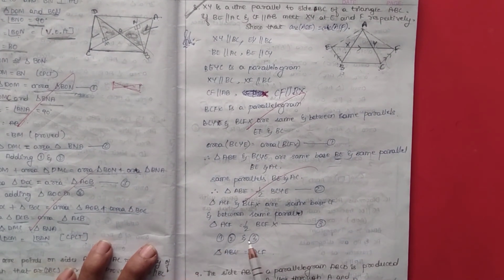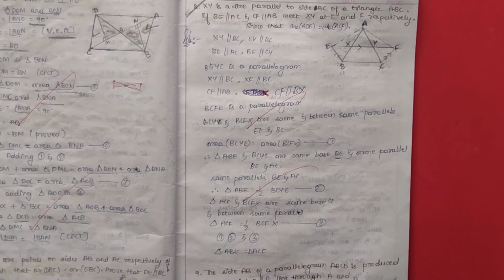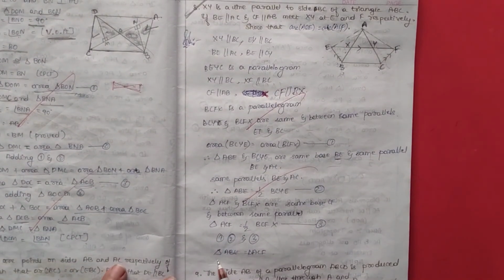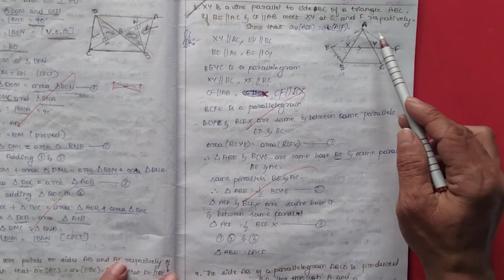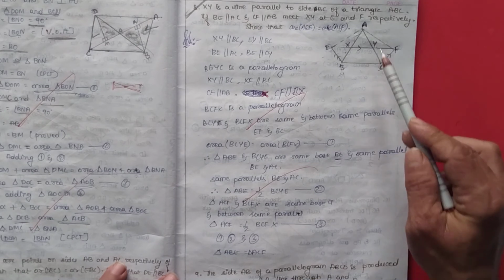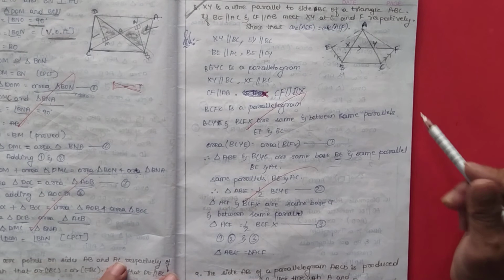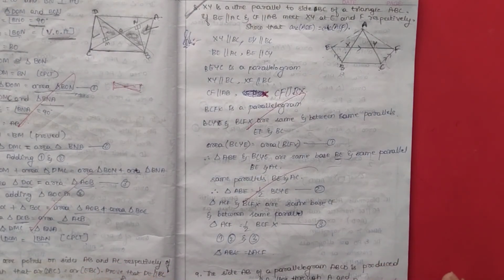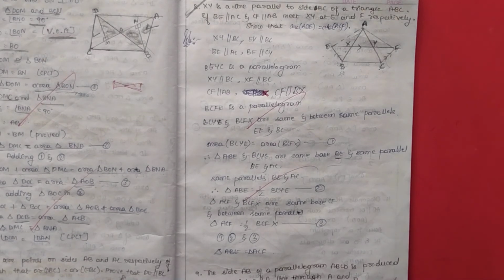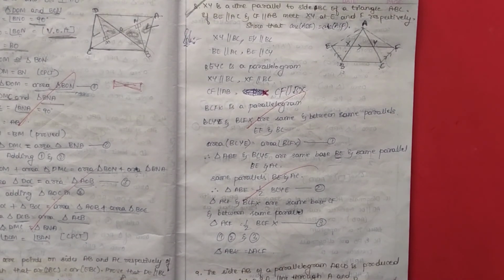Then from equations 1, 2 and 3, we get equation 4. Triangle ABE is equal to triangle ACF. Hence proved. Understood? Next question I will explain maybe in the next part. Okay.